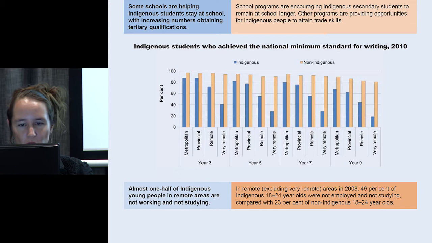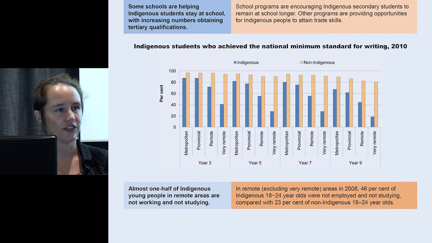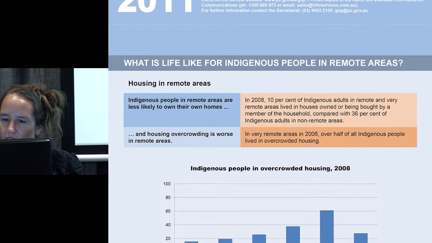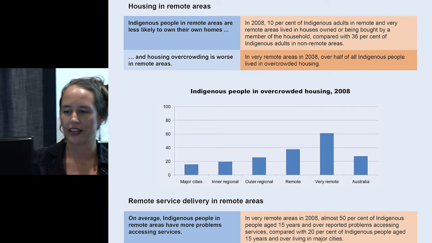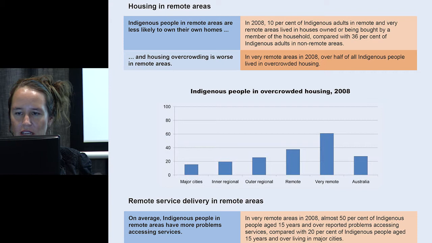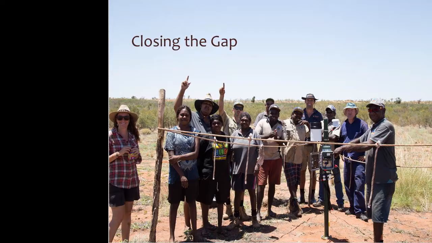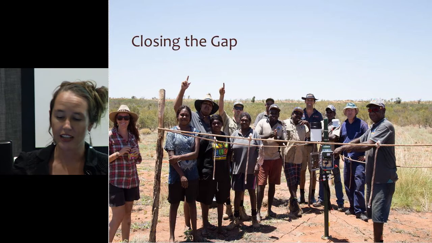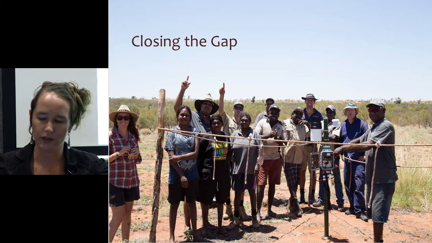Also, almost one half of Indigenous young people in remote areas are not working and not studying. I'll just have a quick look at that graph as well. That shows Indigenous people in overcrowded housing. As they get more remote, you can see that the overcrowding issues are increasing quite high as well. The Council of Australian Governments recognises in their Close the Gap reports that both education and employment outcomes are on average lower for Indigenous people, especially in remote areas.